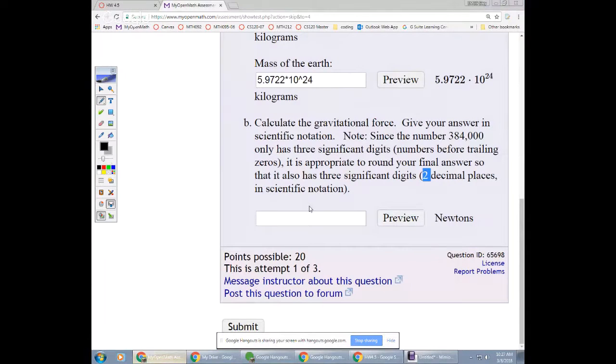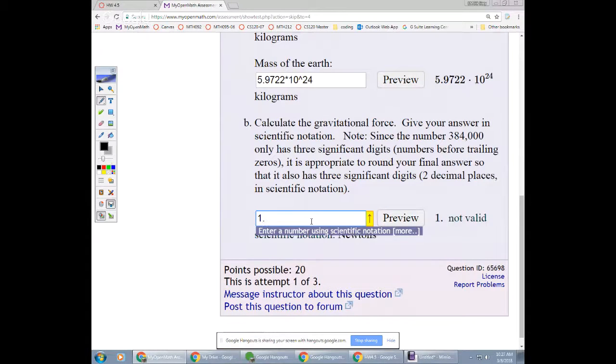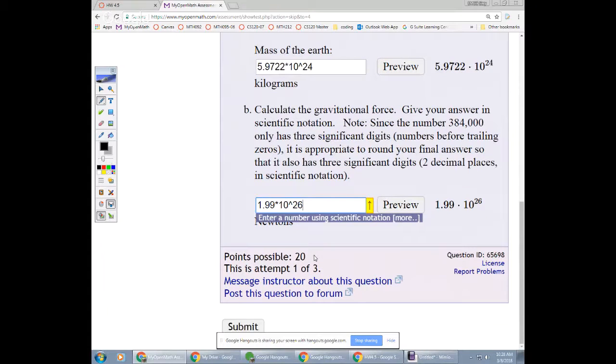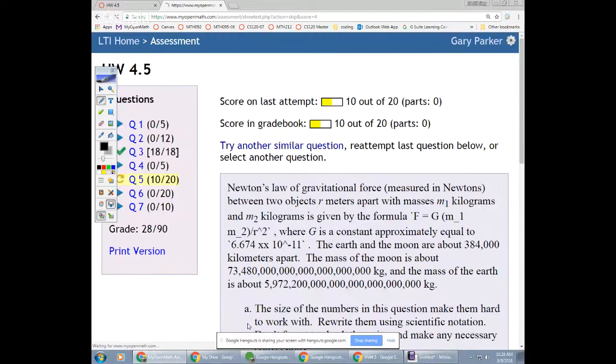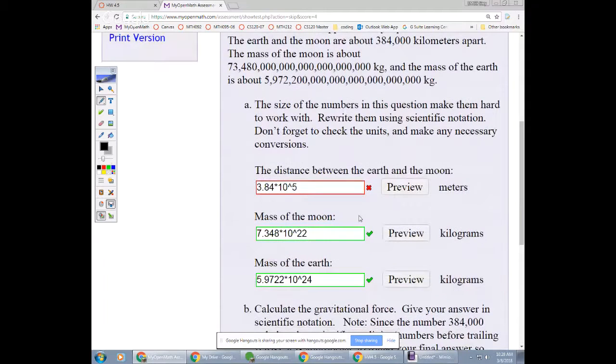All right, let me just type this in. So let me see, it was 1.962. So 1.96 would be 2 places, is that right? Oh, no, it's 1.986, right? So 1.99 would be 2 decimal places times 10 to the power 26. All right. Oh, I typed something wrong.